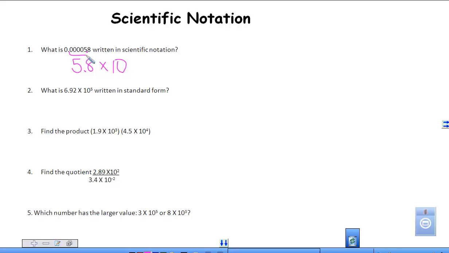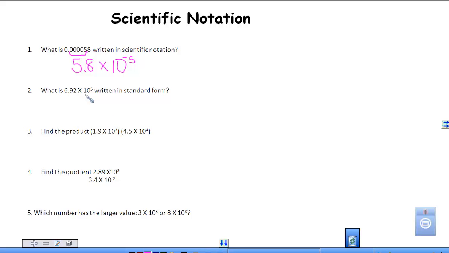Now, I need to count how many places I moved my decimal. I moved it 1, 2, 3, 4, 5 spots, and I have a really small number, so that gives me a negative exponent sign. So in scientific notation, this number is 5.8 times 10 to the negative 5th power.